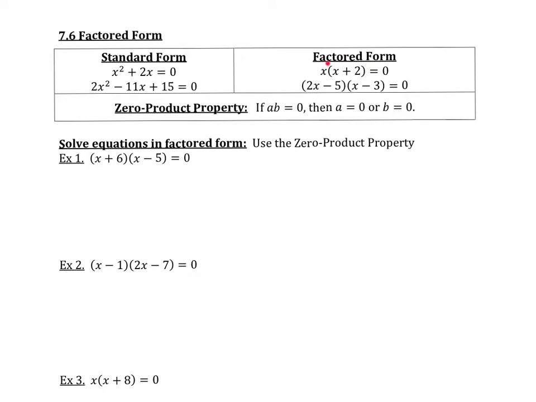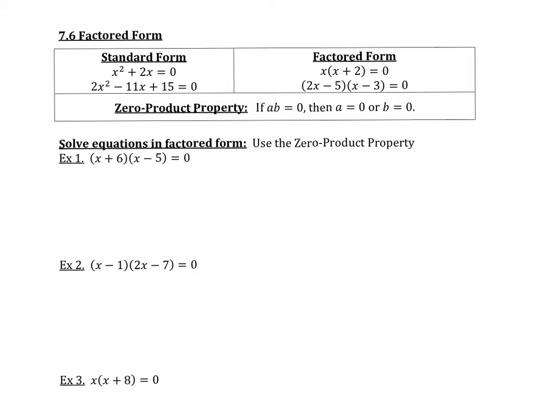In factored form, it would look like this. It would be something times something equals 0. Okay, same with this. This is standard form. It's going from highest degree to lowest degree, and it equals 0. In factored form, it would look like this. It's the product of two polynomials, and it's still equal to 0. Okay, there are times when we like standard form. There are times when we like factored form. For today, we like factored form.